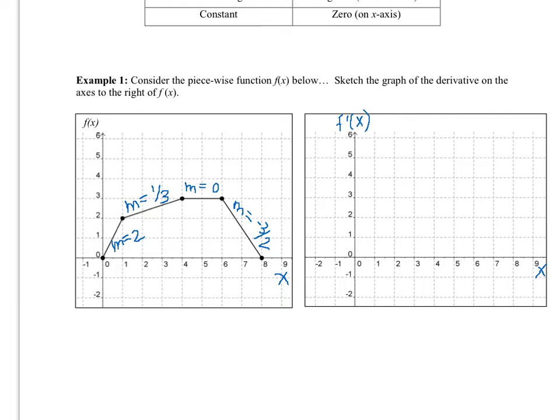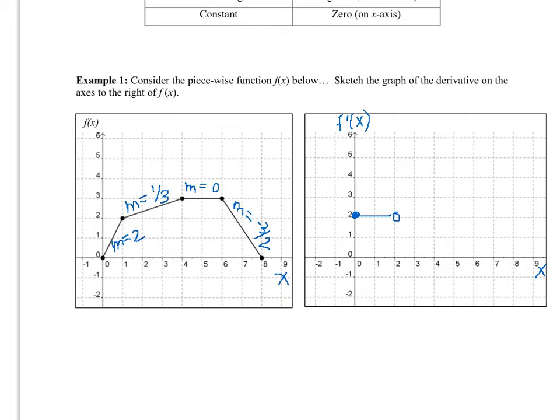So how does that correlate? Well, for every x value in between 0 and 1, it has to have a derivative value of 2. So that would look something like this. Now the question comes, what do you do at the endpoints? And we're going to talk about this in class, but the left endpoint is going to be filled in, and the right endpoint is actually going to be an open circle. And we'll talk about this again, like I said, in class.